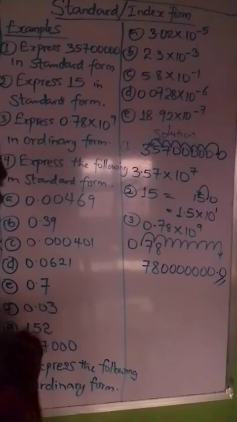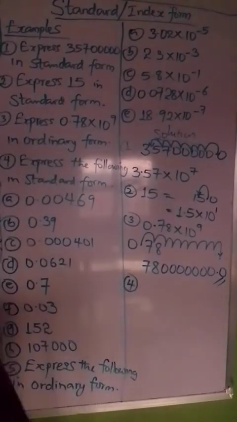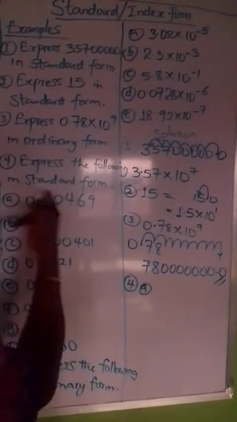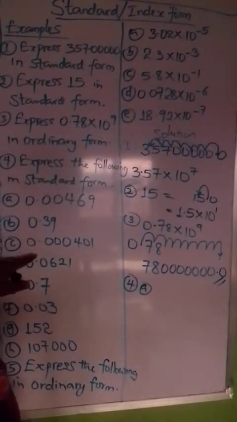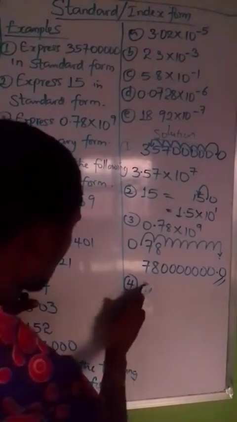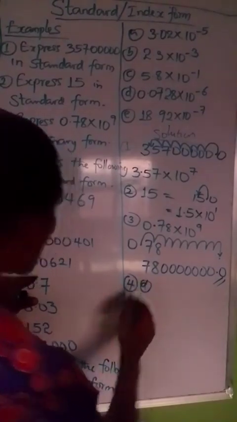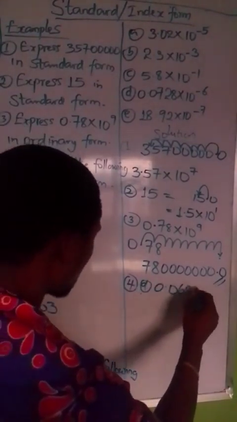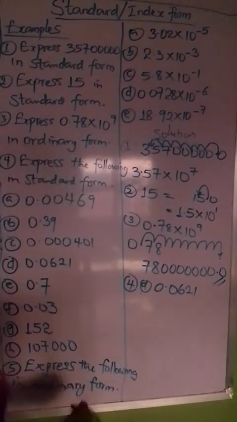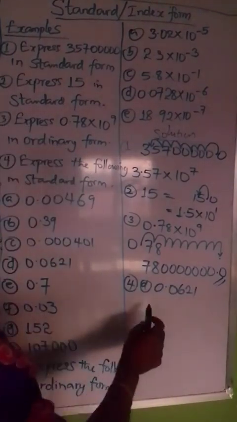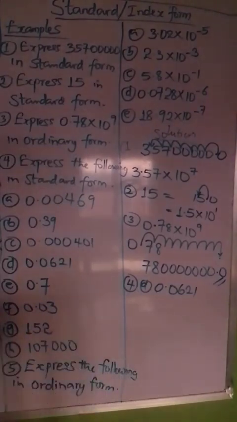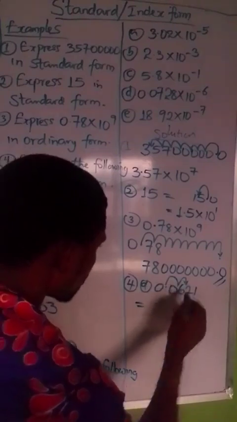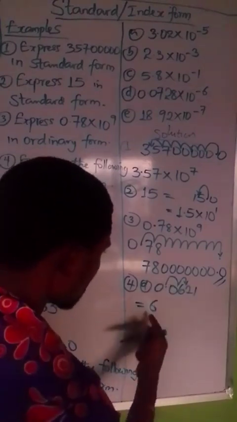So let's move to question 4. You are asked to express the following in standard form. So let me pick question 4D. 0.0621 to standard form. Remember I told you that your point will move to where? Behind the first figure. So my point will move 1, 2. So that will be 6.